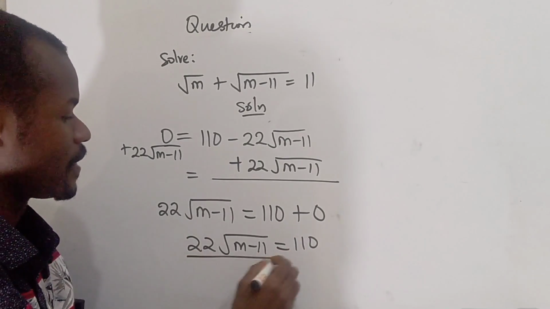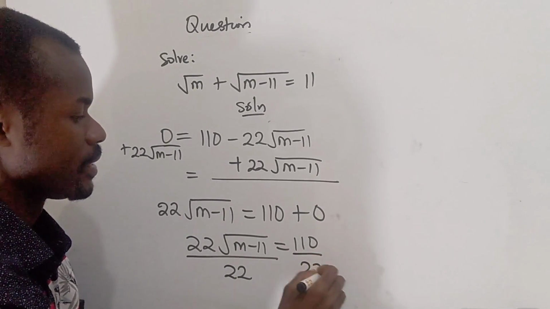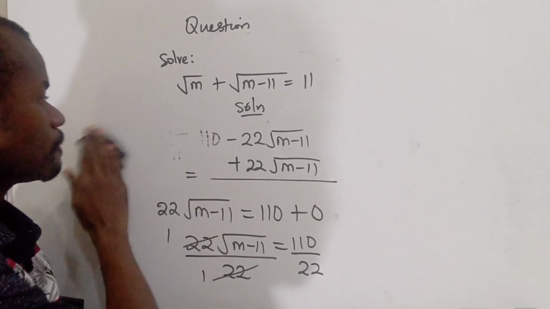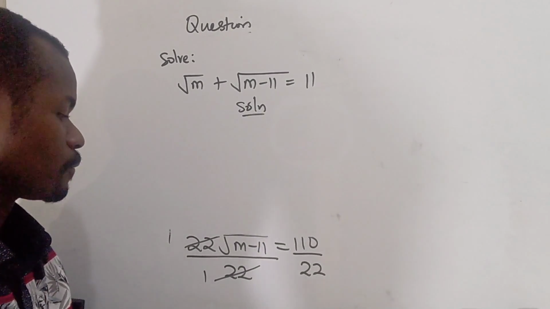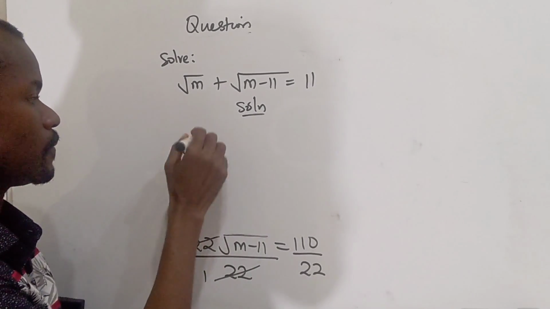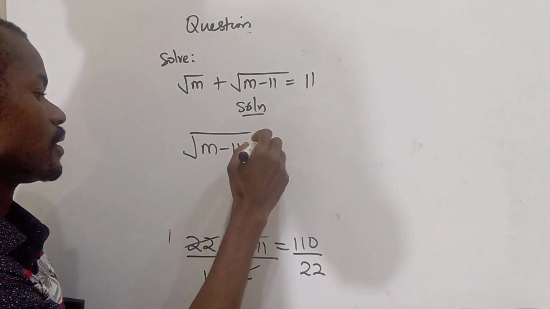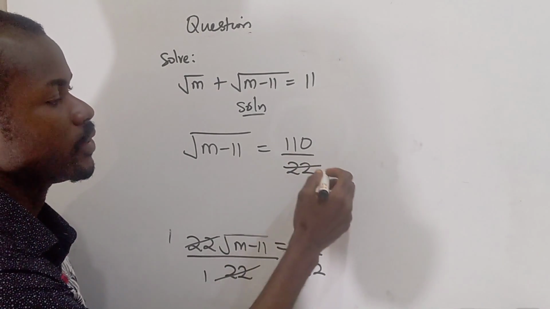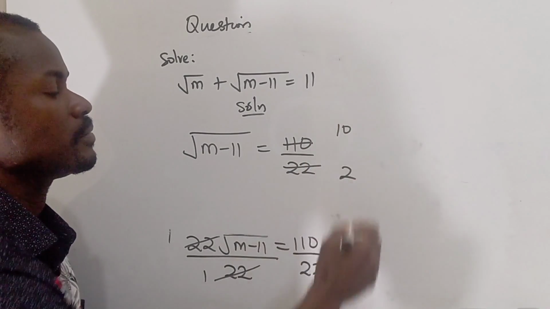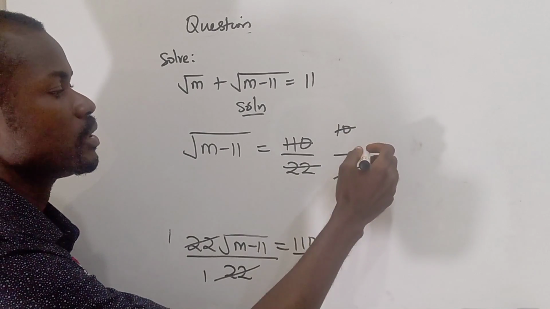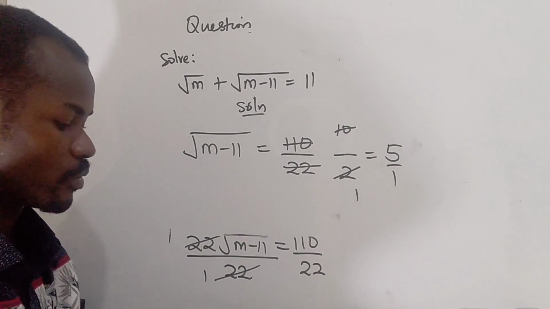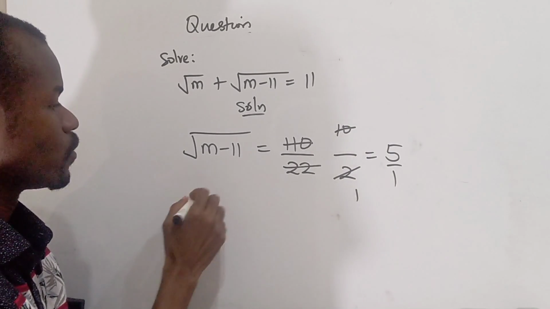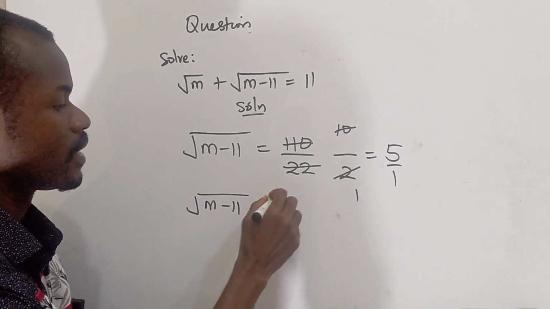Now what do we do? I can divide here by 22 and I can also divide here by 22. So these will cancel out. This is 1, 1. So we are left with square root of (m minus 11) is equal to 110 divided by 22. Now I can see that 11 can go into this 2 times, 11 into this is 10, 2 into this is 1, 2 into this is 5. We have 5 over 1 there. So from this, I have that square root of (m minus 11) is equal to 5.